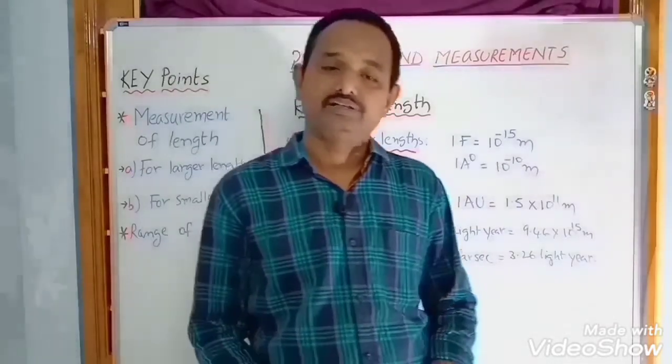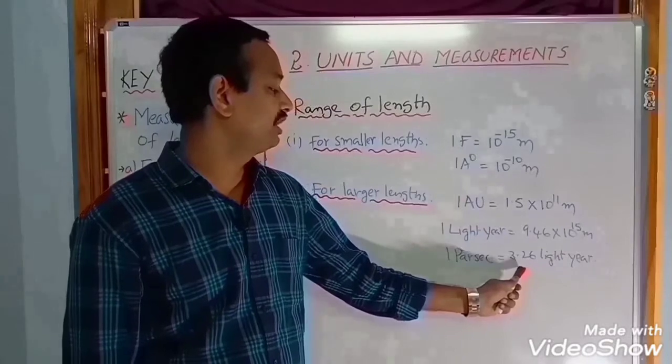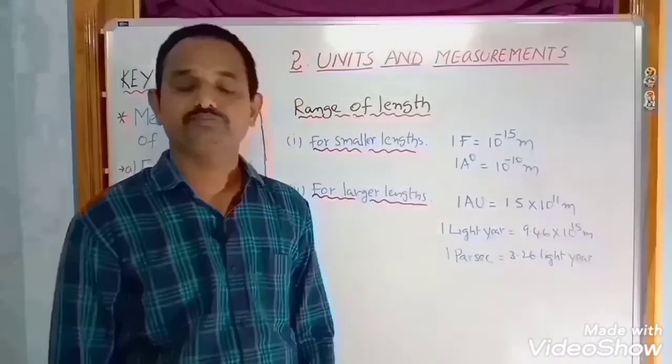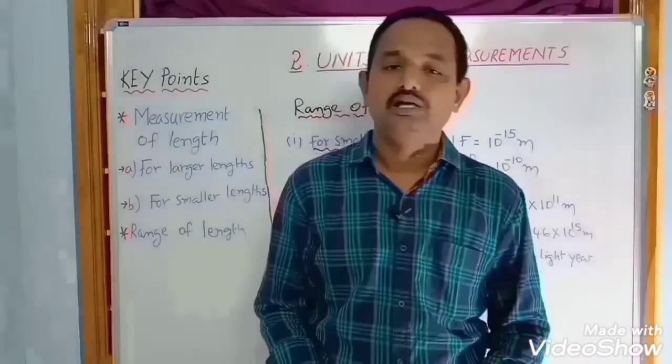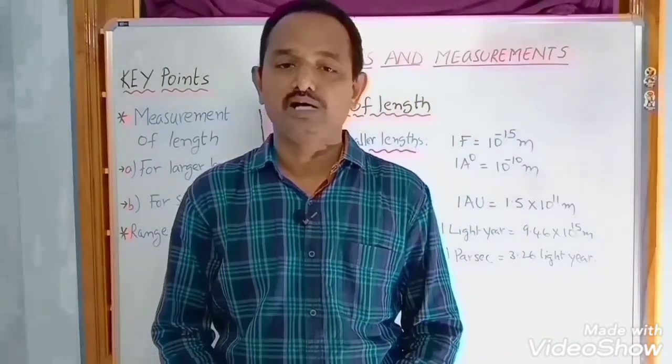More than light year, parsec. One parsec equals 3.26 light year. Students, in the next session, I will discuss measurement of mass and time.